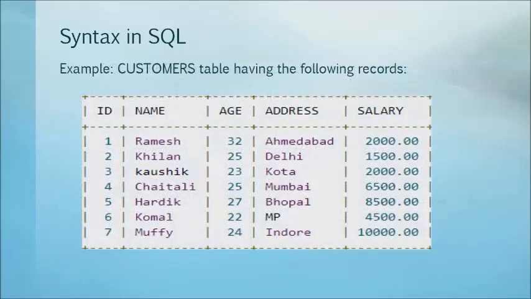So we have here an example of a customer table having the following records. So we have records 1 to 7, and this table consists of the following fields. We have the ID, which is 1 to 7, and the customer name from Ramesh to Mafi. We have age, and then address and salary. So we will be using this table all throughout the presentation.